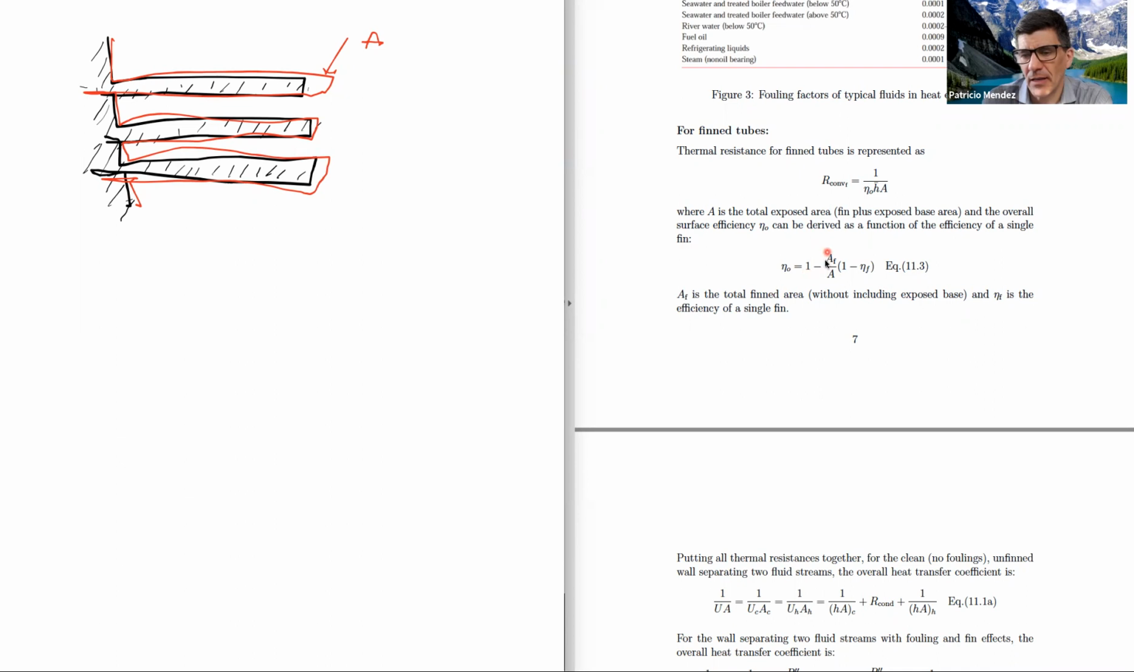It is 1 minus A_F over A times (1 minus eta F). A, we know what it is, this one here. Eta F is the efficiency of a fin that is tabulated. And if you look at the formula sheet, we have all the tabulations for the fins. And A_F is the area of one fin, which I'm going to indicate here. A_F would be the area of one fin.